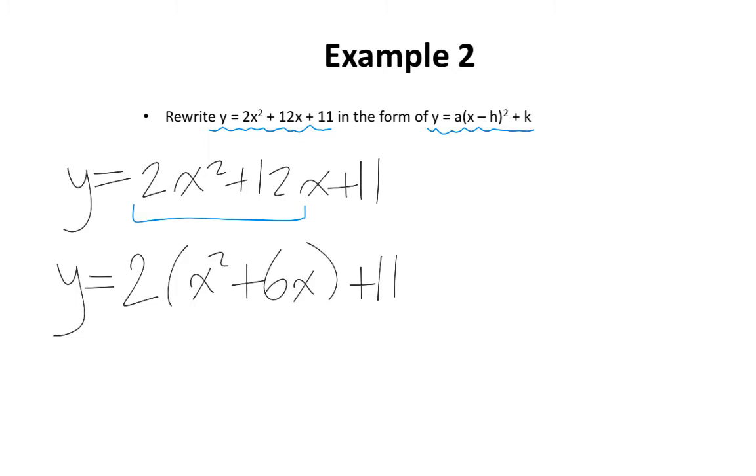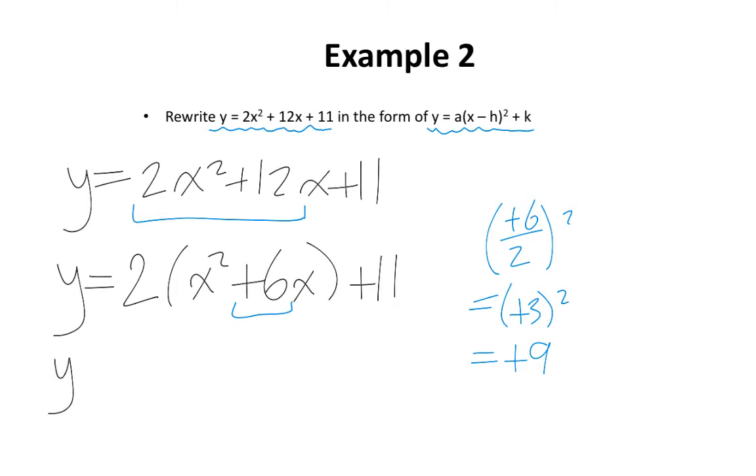At this point, you want to identify the coefficient of the term which contains x. And the coefficient of the term that contains x is positive 6. What you're going to do is take that positive 6, divide it by 2, and then square it. So positive 6 divided by 2 is positive 3, and positive 3 squared is positive 9. We're going to add in this 9 as well as subtract it, and we're going to do that within the brackets.